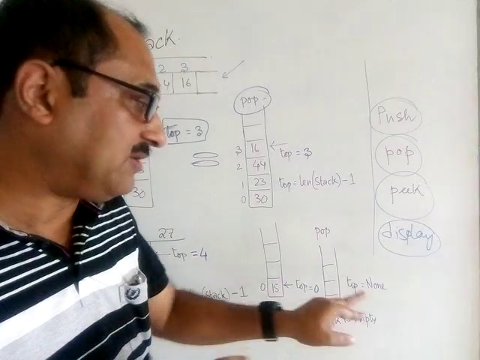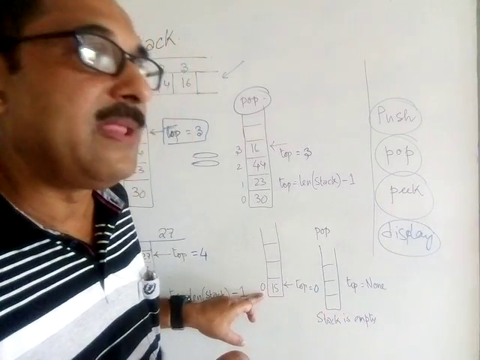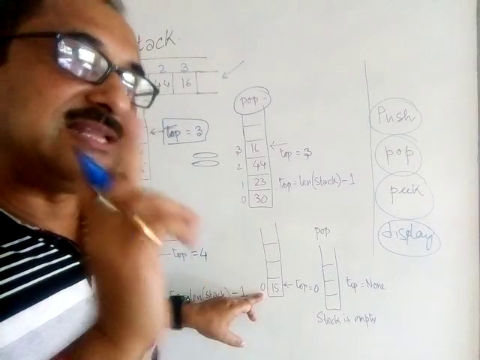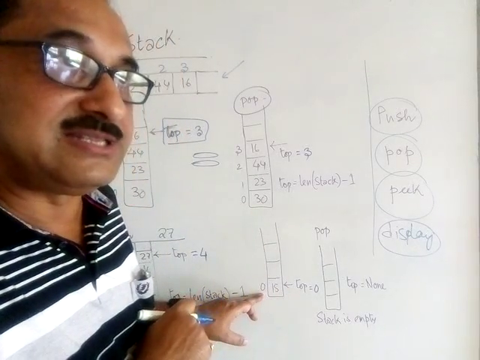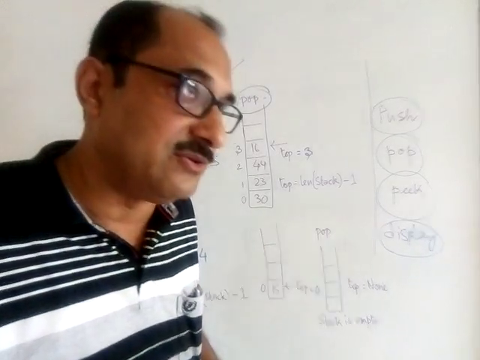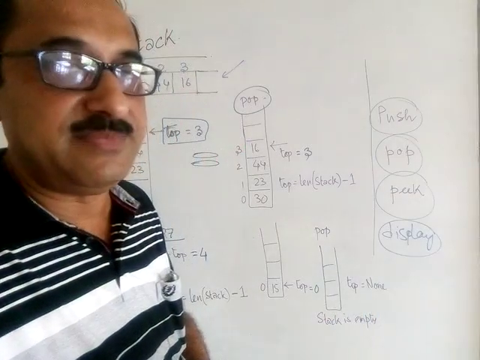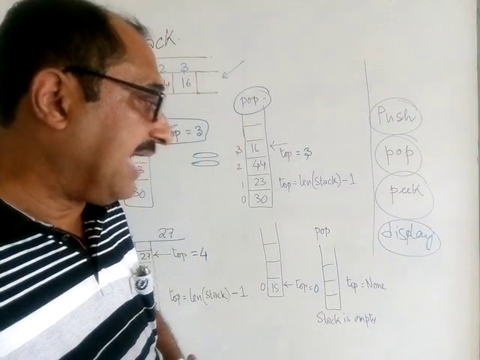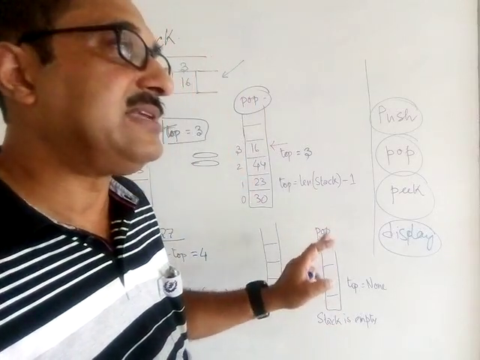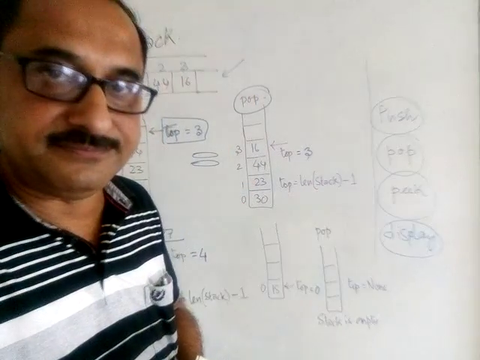Fine. We cannot say top equal to 0, because top equal to 0 means the 0th cell is still there. That means something is still there in the 0th cell. Beyond the 0th cell, where do we go? That is what is represented by None. And in this situation, we can say the stack is completely empty.